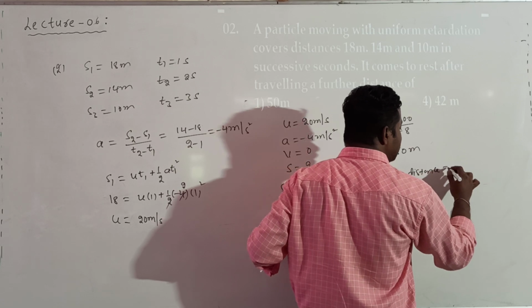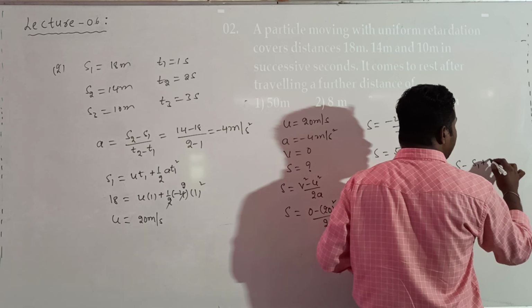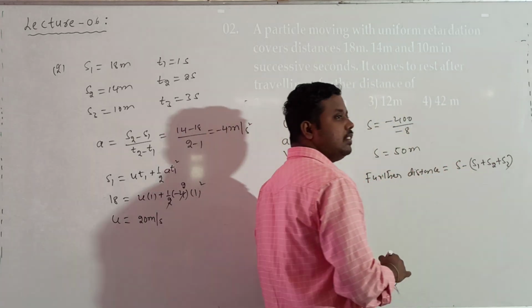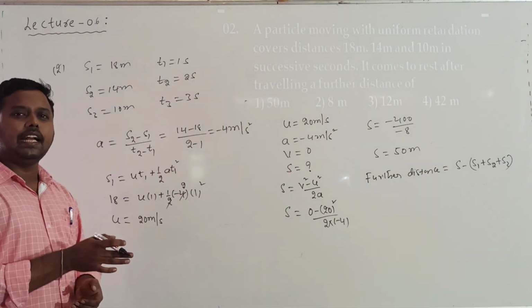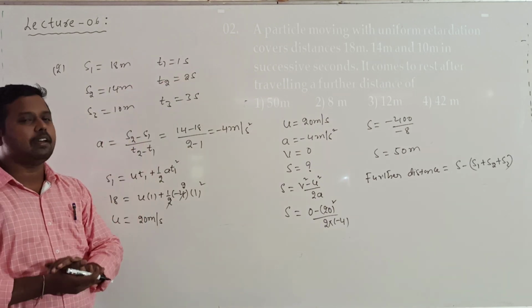So how can I calculate the further distance from the total distance? I can subtract S1, S2 and S3 from S. Clear now? S minus (S1 plus S2 plus S3). Why subtract? To calculate the further distance from the total distance, the already covered distance is subtracted.